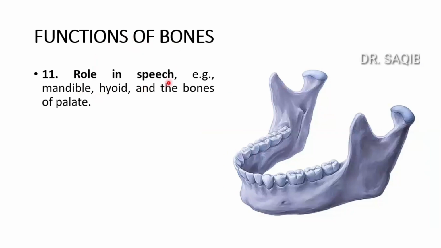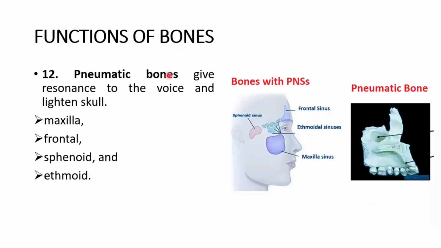They have a role in speech, a very important function, for example the mandible, hyoid, and the bones of the palate. This is the mandible bone. And very important and interesting are the pneumatic bones. They give resonance to the voice and they lighten the skull.